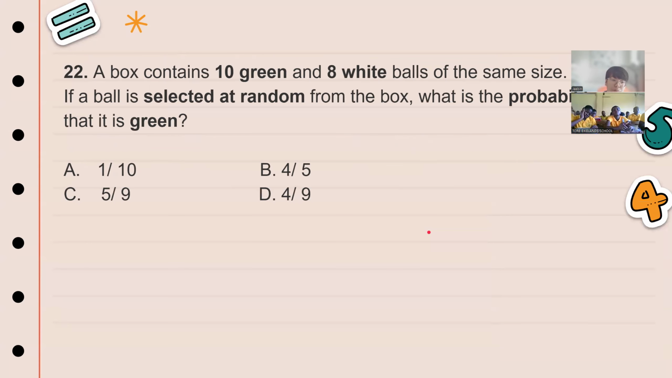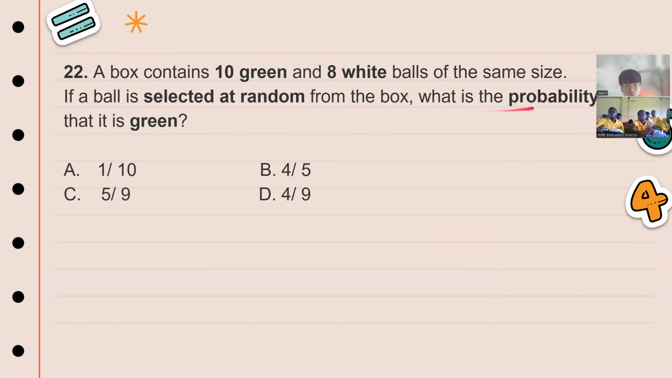Okay, let's move on to the next question. A box contains 10 green and 8 white balls of the same size. If a ball is selected at random from the box, what is the probability that it is green?